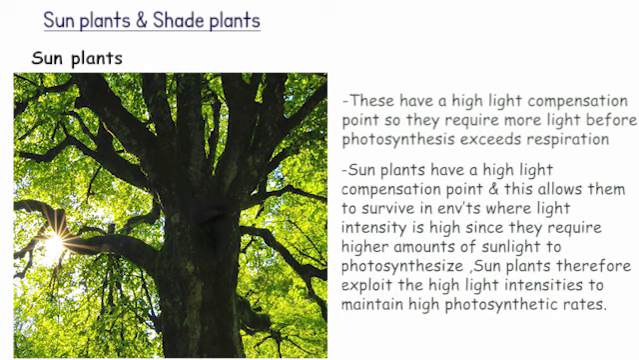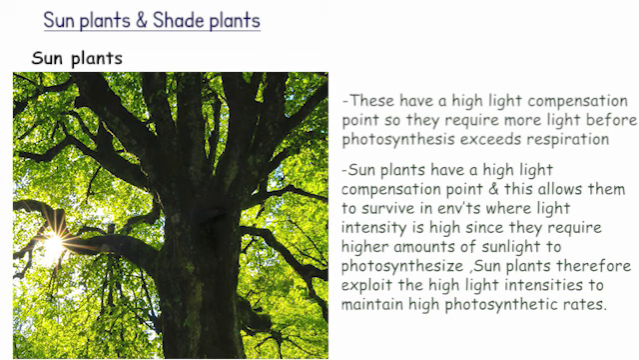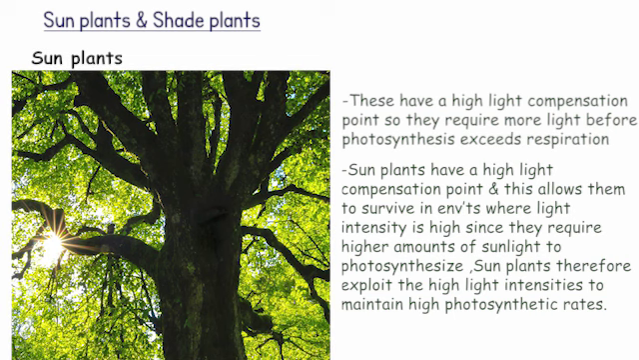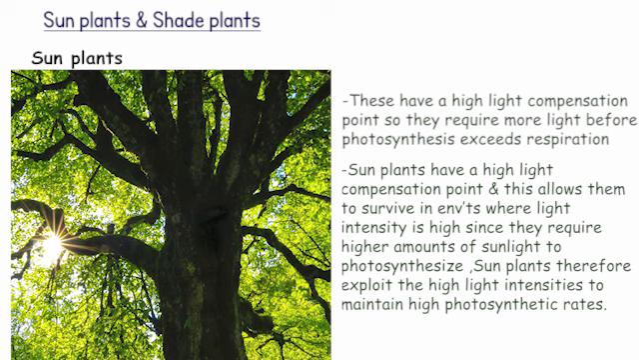Now sun plants have a high light compensation point, and this allows them to survive in environments where light intensity is high, since they require higher amounts of sunlight to photosynthesize. Now sun plants therefore exploit these high light intensities to maintain high photosynthetic rates. Therefore, their high light compensation points allow these plants to function efficiently in highly intense light conditions.